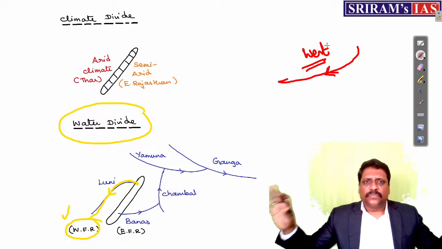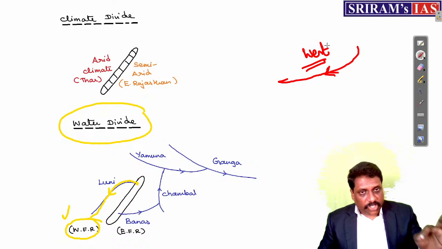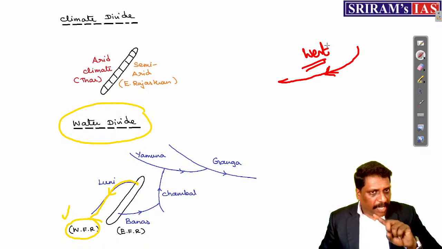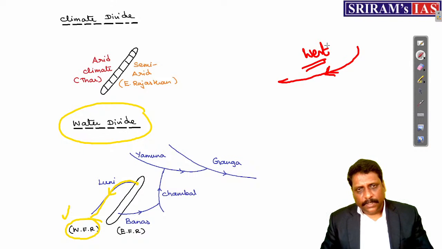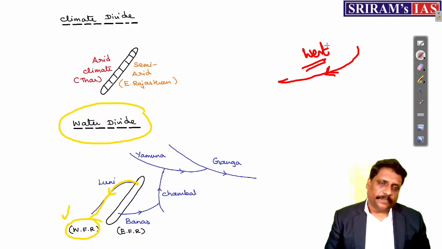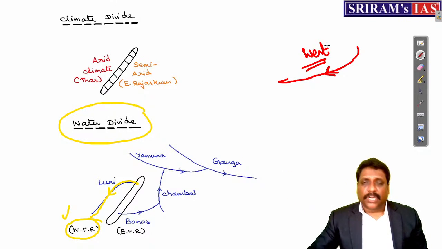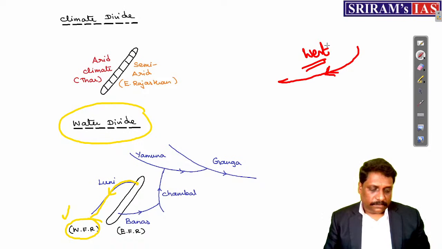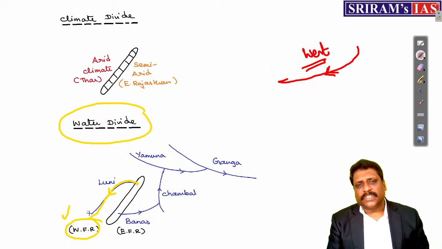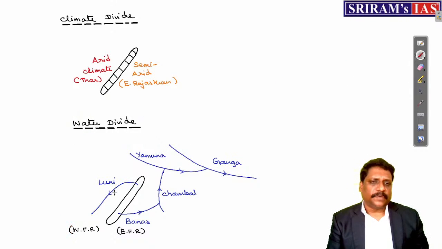What is an east flowing river and a west flowing river? Any river which tries to confluence with the Bay of Bengal, you call them as what? East flowing river. Any river which tries to confluence, tries, not necessarily it should confluence, right? Any river which tries to confluence with the Arabian Sea, you call them as what? West flowing rivers. Okay. So River Luni is a west flowing river.